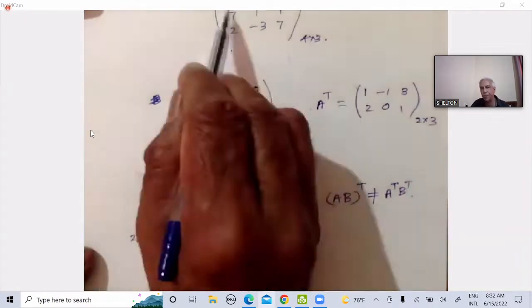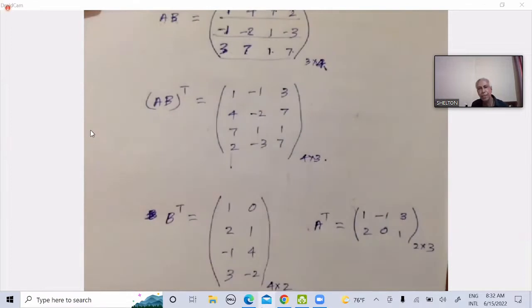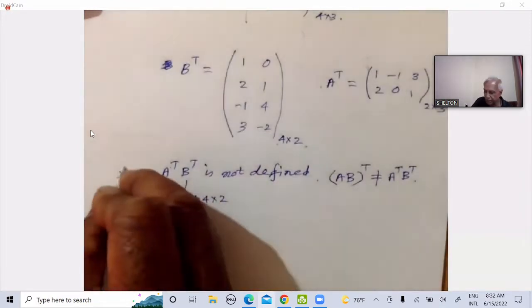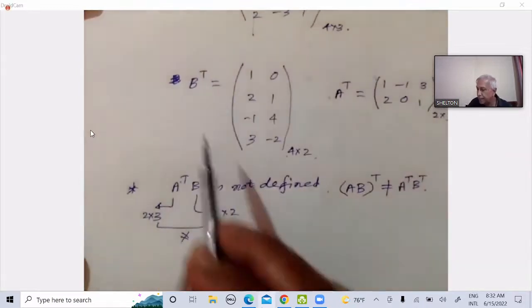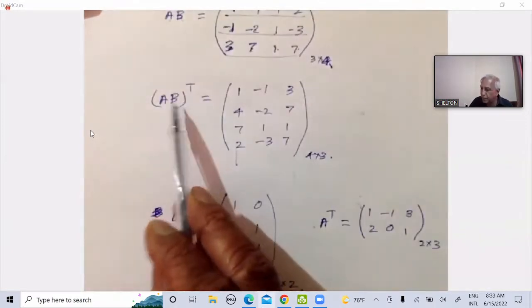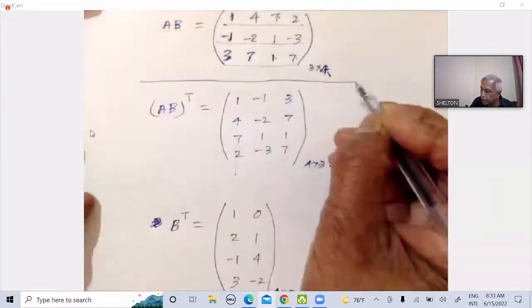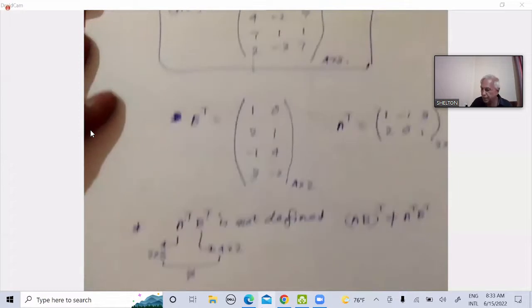We have found AB transpose. But that is not equal to A transpose, B transpose in the order in which they appear, since that is not even defined. Now, what we are saying in that property is that AB transpose is equal to B transpose A transpose. So I have AB transpose here. Now I have written down A transpose and B transpose. So this order is not correct.